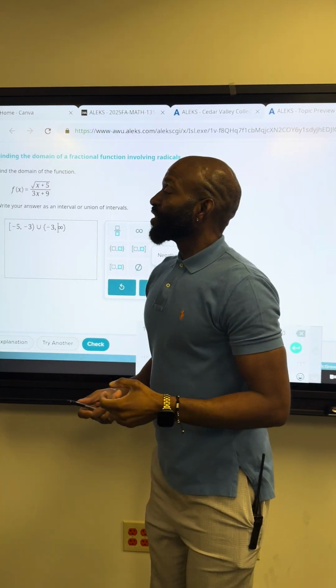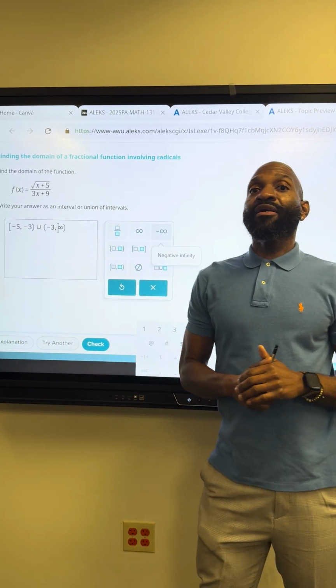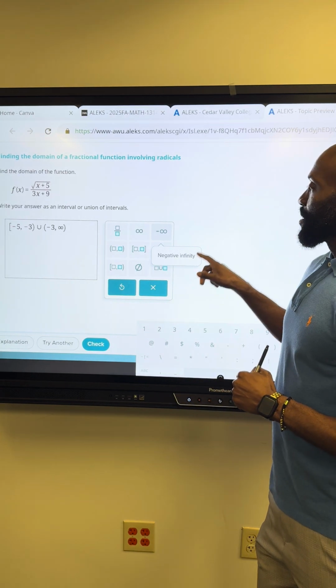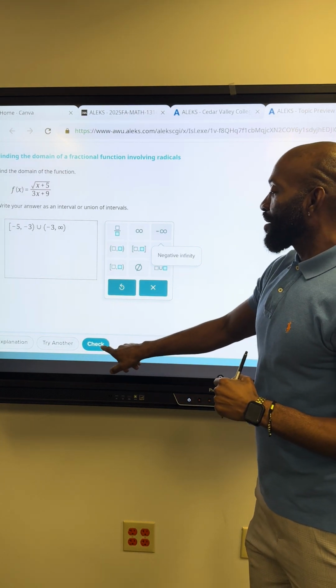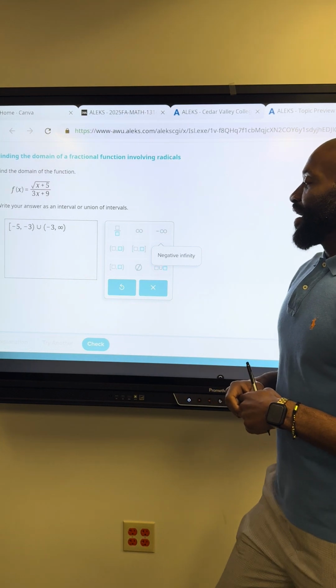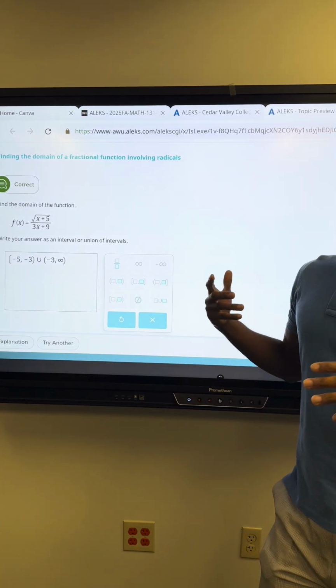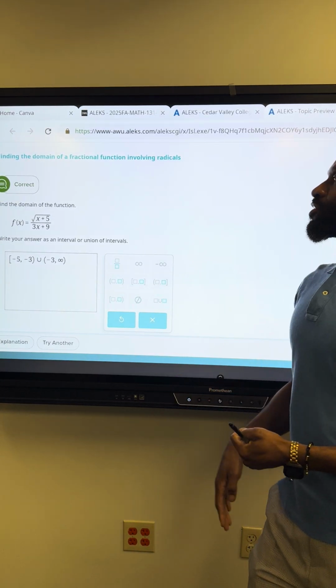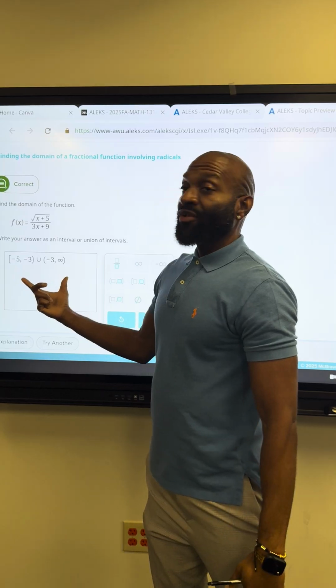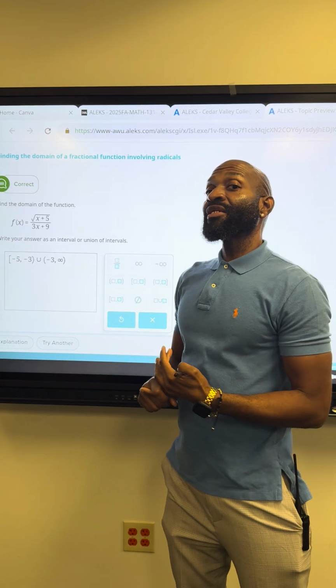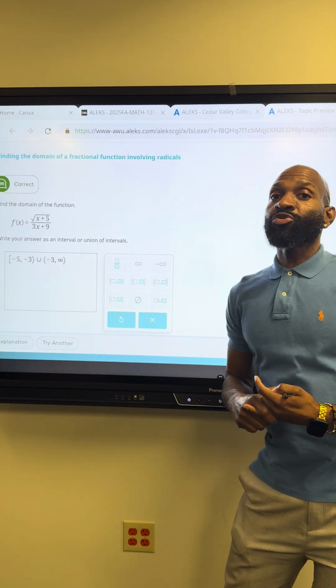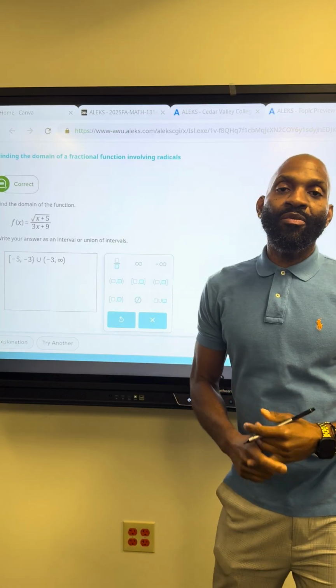All right, so this is going to be the domain of this particular function. Let's just go ahead and check it. Sometimes Alex is a little funky, and it says that the answer is incorrect, but sometimes it could be correct. But anyway, we got everything correct. These are the things that you need to make sure that you understand with these type of problems.